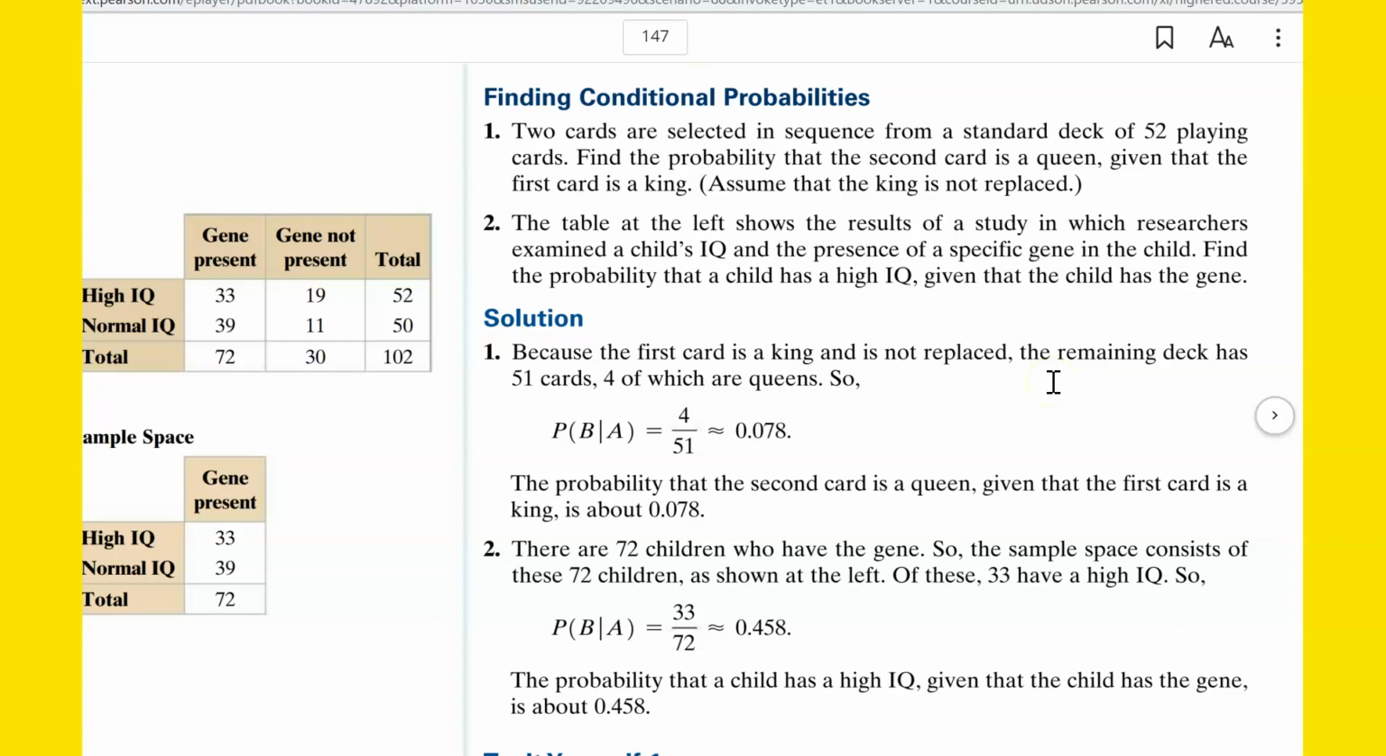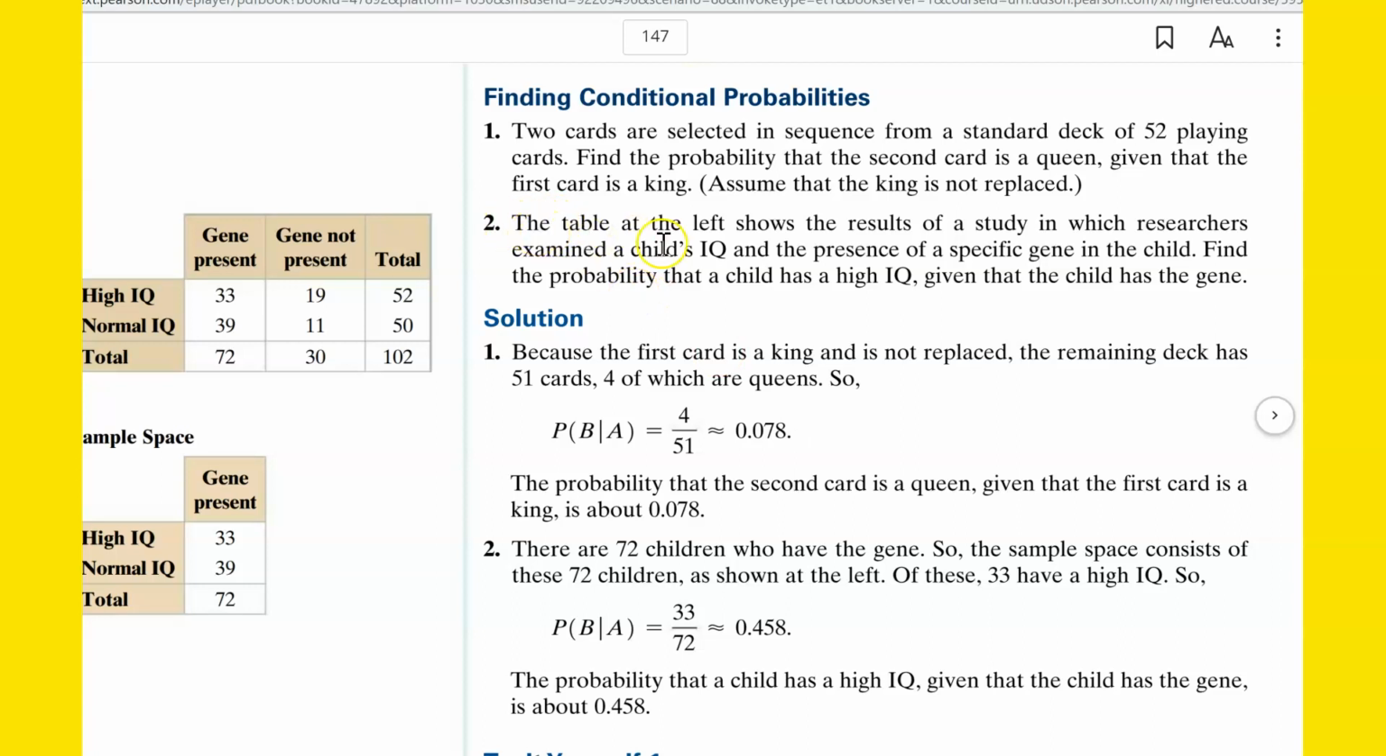All right, let's read the explanation in the book. Maybe it'll help keep you from being confused by what I said earlier. Because the first card is a king and is not replaced, the remaining deck has 51 cards. So 4 of those cards are now queens, so 4 out of 51 is the answer. If you do that as a decimal, it's 0.078 or 7.8%.